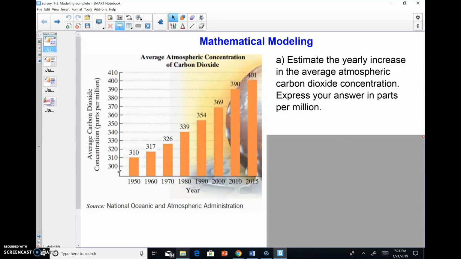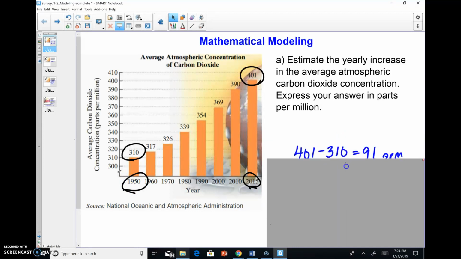from 1950 through 2015. Our first step is going to be to estimate the yearly increase in the average atmospheric carbon dioxide concentration. And if we look at the side, our axes and the labels, we notice that that is given in parts per million, so ppm. And that is how we will express our answer. So the first thing is, let's take a look at the end. We have 401 parts per million in 2015, and we started with 310 parts per million in 1950.